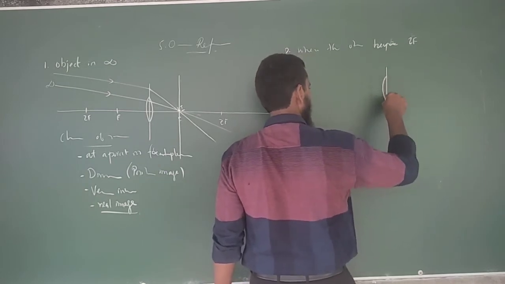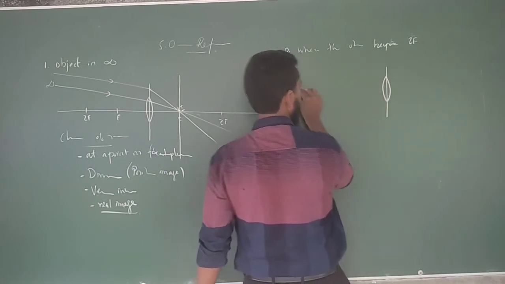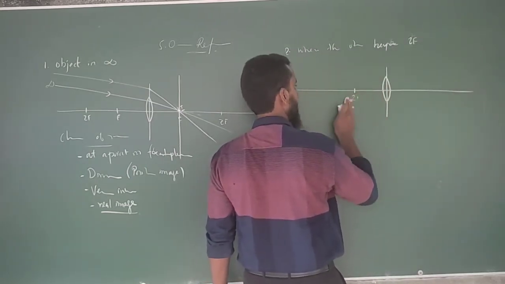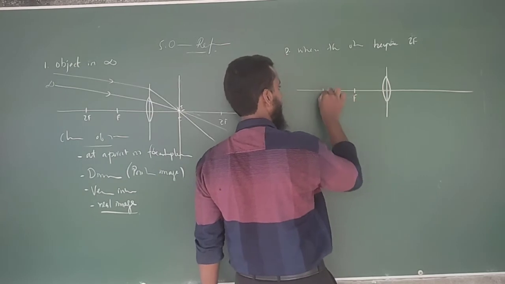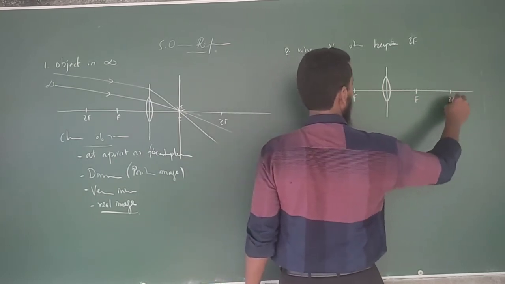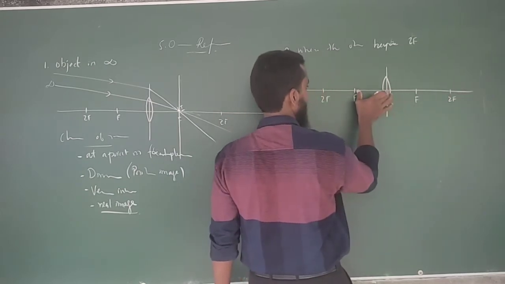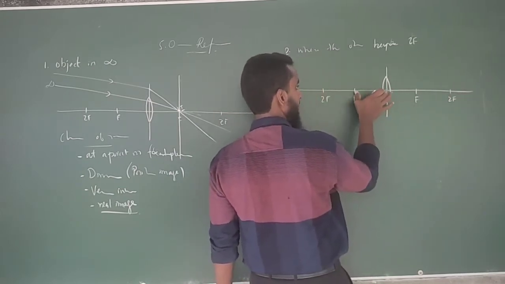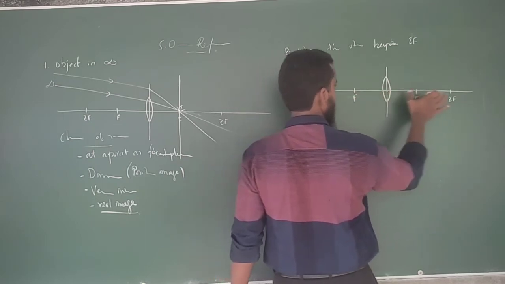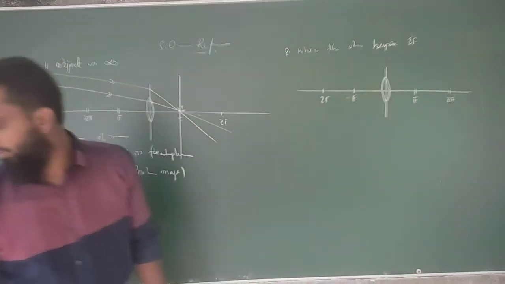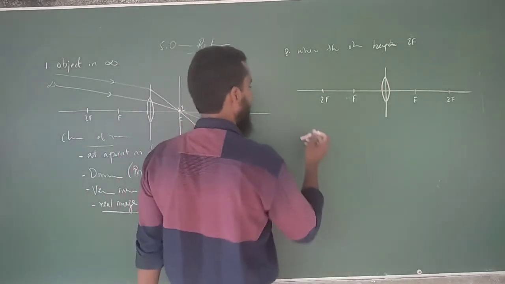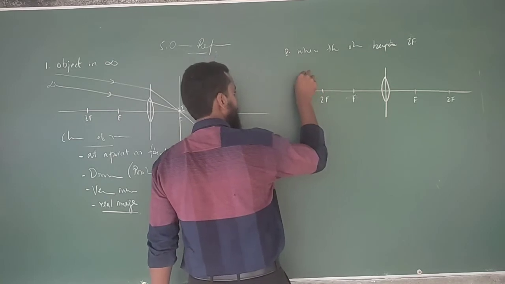Here you have the axis, sorry, F2F. The measurements should be very accurate, right? If this is 2 centimeter, this is also 2 centimeter, here also 2 centimeter, here also it should be 2 centimeter, right? Okay, now the ray which is coming parallel, right, the object.